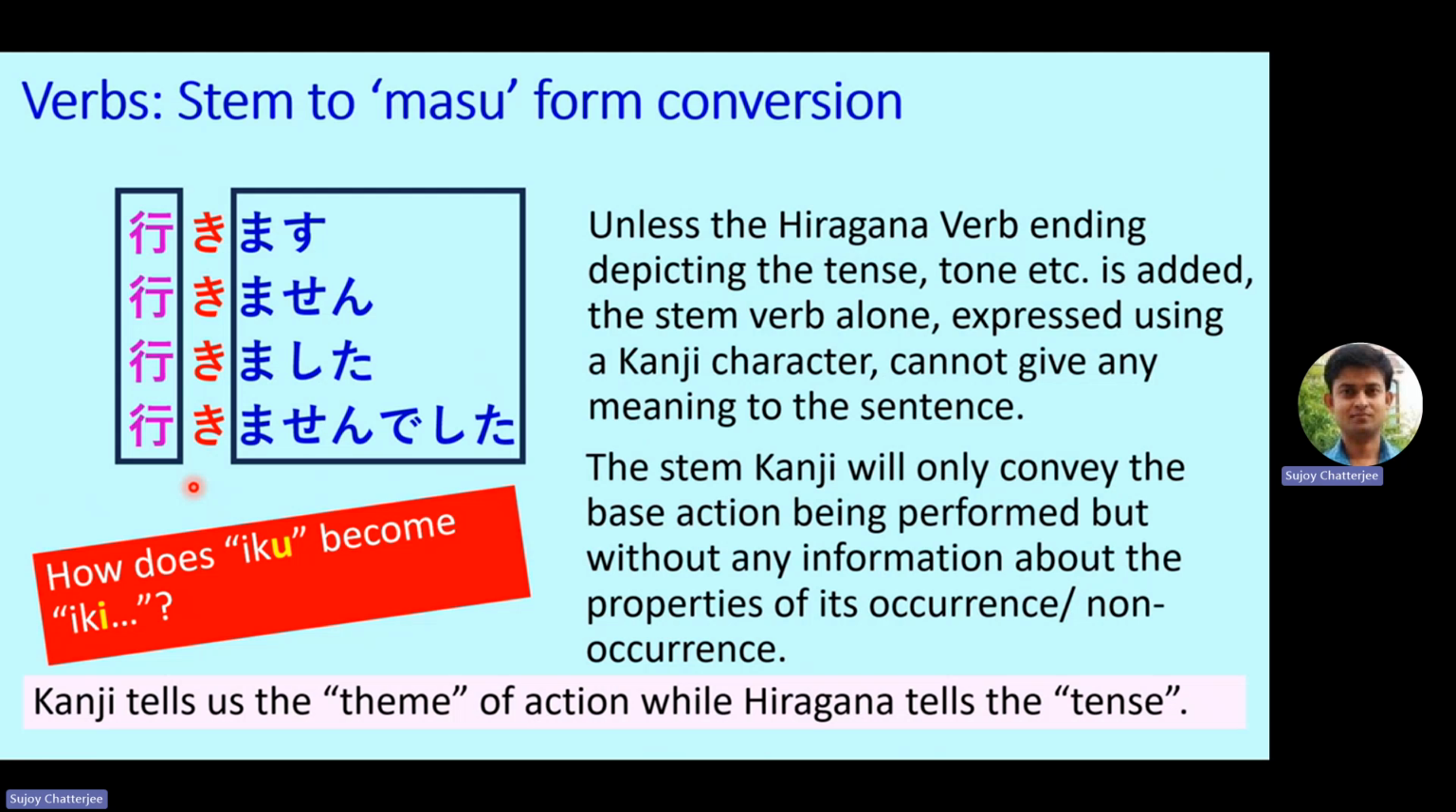Now, what is the ki? As we know, the base verb is iku, so how does iku become iki? We understand the kanji, we understand the ending mas, masen, mashta, but how does ku become ki? How does iku become iki? Why is it not ikumas? Why is it ikimas? So what is governing that change? That we shall see in today's lesson.